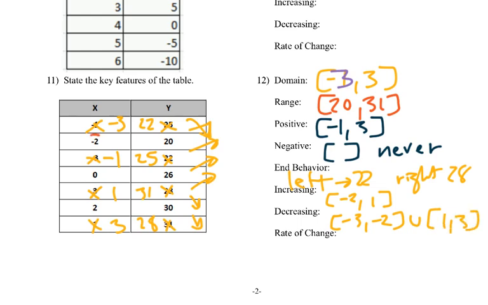And rate of change, if we pick these two, this is going up by 1, this is going up by 5, so 5 over 1, or just 5. Alright, there we go, guys. There's some notes. Hopefully that helped you understand a little bit better how to find domain, range, increasing and decreasing, and all the rest.